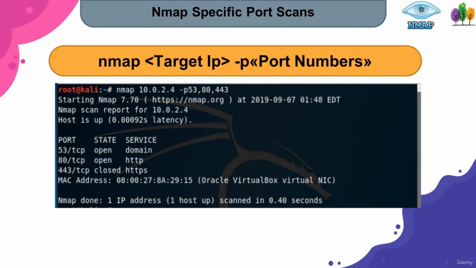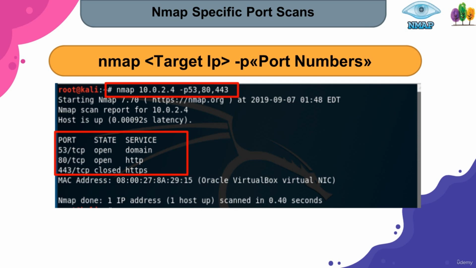Okay? So open VirtualBox, open Kali Linux, open Metasploitable, and log into the Kali Linux VMs. Open Terminal and write the command nmap 10.0.2.4 -p53,80,443. Press enter. And the scan results appear. So let's have a look. It shows the TCP 80 and 443 ports. Now, since we didn't enter the UDP parameter, the UDP port did not get scanned.